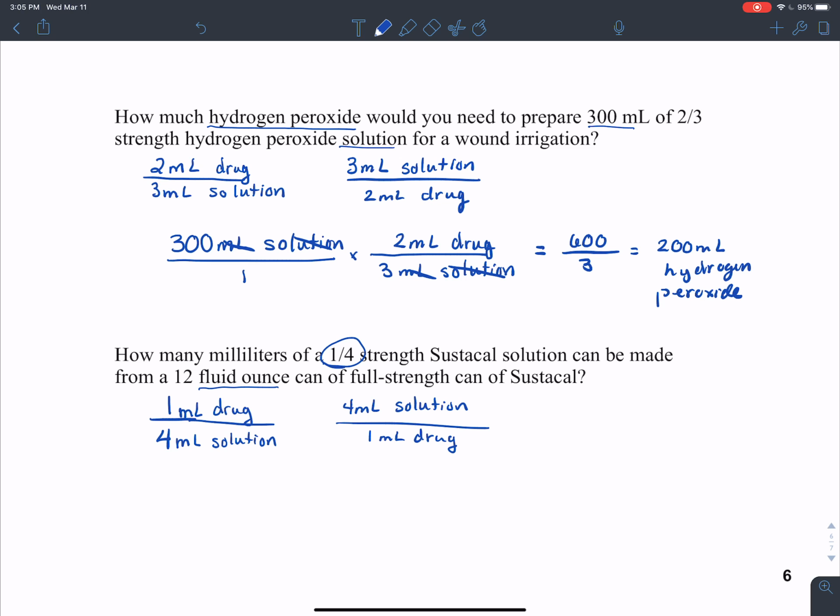Now we have a 12 fluid ounce can of full strength Sustacal. The issue is our strengths are always in milliliters. So I'm going to take these 12 fluid ounces and convert it to milliliters. I know that there's 1 fluid ounce in 30 milliliters. So we really have 360 milliliters of pure drug.